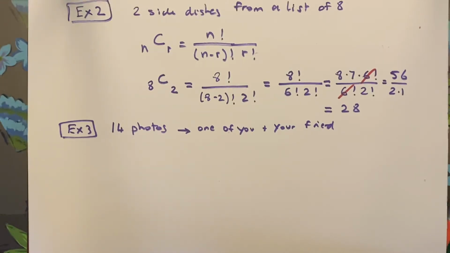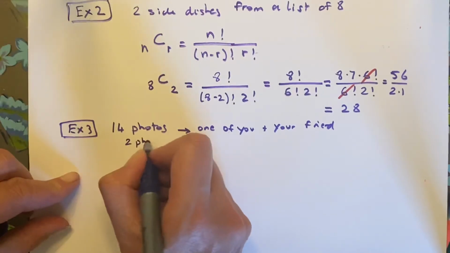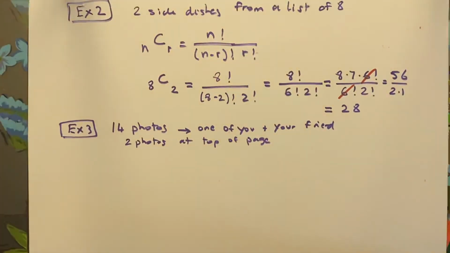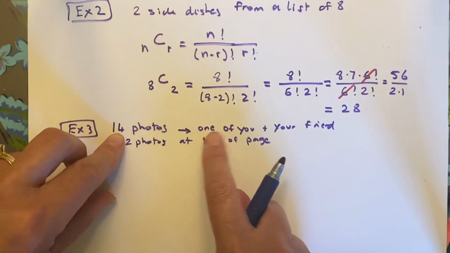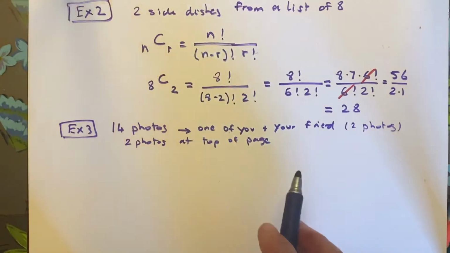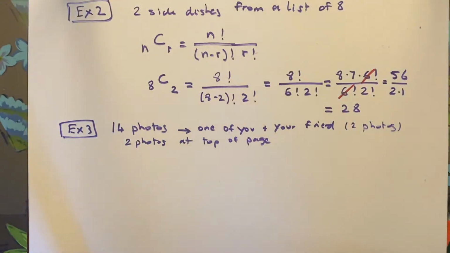The photos are placed at random. There's room for 2 photos at the top of the page. What is the probability that your photo and your friend's photo are the 2 placed at the top of the page? Okay, so there are 14 photos, including one of you and your friend. So these are 2 photos, and you'd really love it if your 2 photos, you and your friend, are at the top of the page. Who wouldn't? What is the probability that your photo and your friend's photo are both placed at the top?